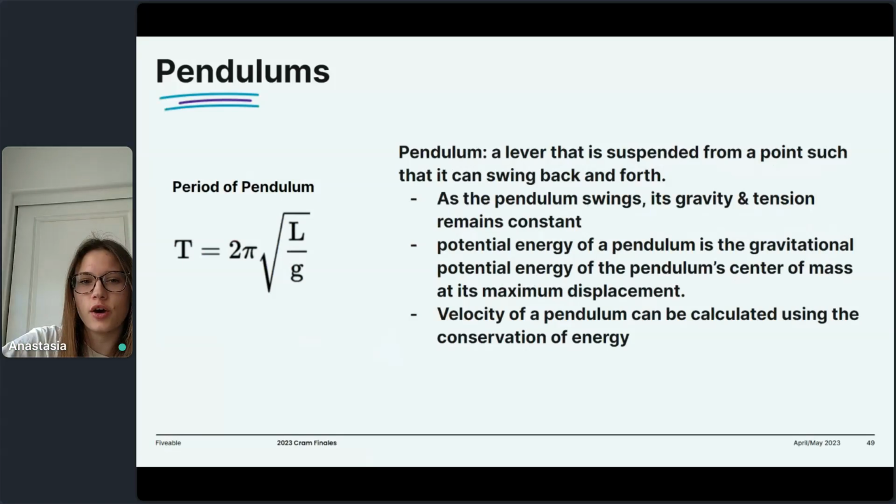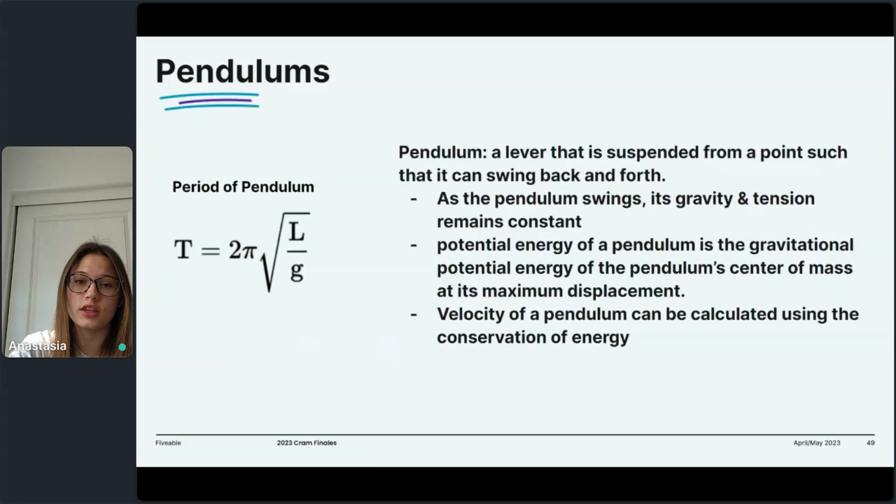All right, so now we're going to be going over pendulums. The period of a pendulum is given by the equation T equals 2 pi root L over G. G is always going to be your gravity, which is negative 9.8, and L is going to be your length.